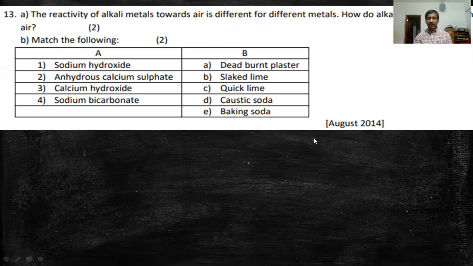You know, lithium reacts with the air to form lithium oxide and lithium nitride, Li2O and Li3N. Sodium reacts with the air to form Na2O and Na2O2. Other alkali metals react with the air to form their peroxides and superoxides. For example, potassium forms KO2. KO2 is superoxide.